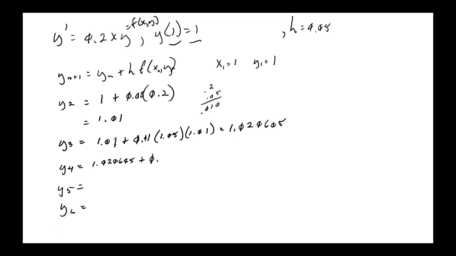1.020605 plus 0.01 times 1.1 times 1.020605. Nope. I have to watch every button. Equals 1.0318. That's right. 1.03183166. Okay, that's where I'll begin the next one.